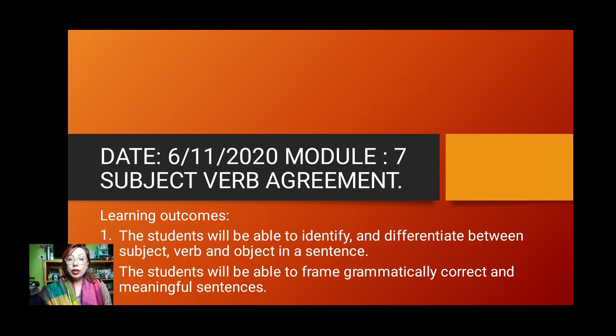Now, what are our learning outcomes? By the end of today's class, you will be able to identify and differentiate between subject, verb, and object in a sentence. And you will be able to frame grammatically correct and meaningful sentences. It is very important that in English, you frame grammatically correct and meaningful sentences. Today's topic will help you to write proper sentences and improve your writing skills. So let's get started, students.